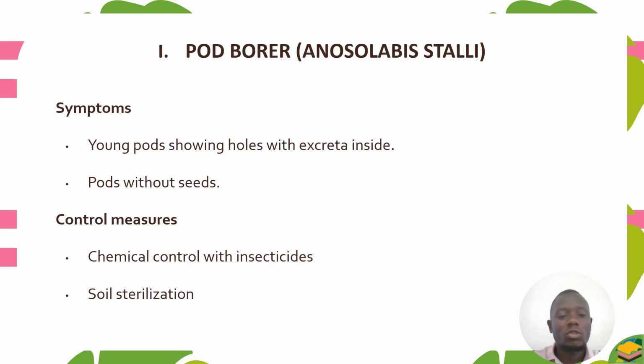Then let's look at the control measures. We've got chemical control with insecticides. You can use chemicals to control pod borer. Then talk of soil sterilization. Soil sterilization is also one way of controlling pod borer.